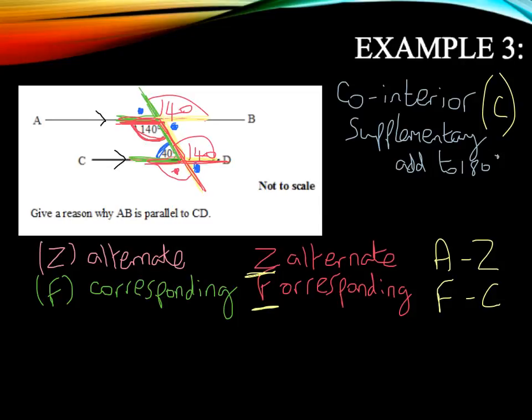Zalternate, corresponding, A to Z, FC. But the most important thing is that these are the key words you're going to use to give a reason why something is equal to each other. Or, in this case, why it adds to 180. Okay, I think we're about ready for you to have a go.